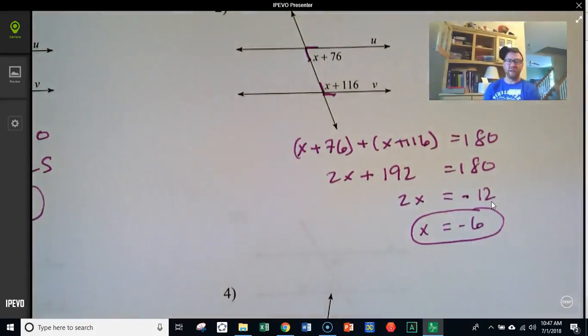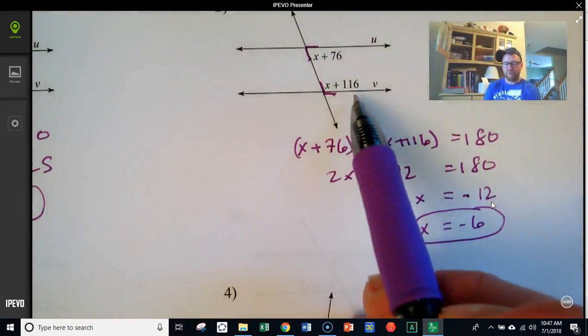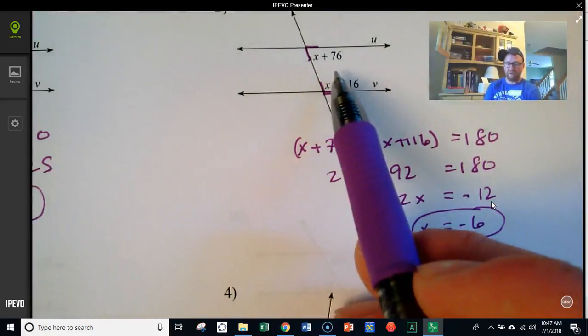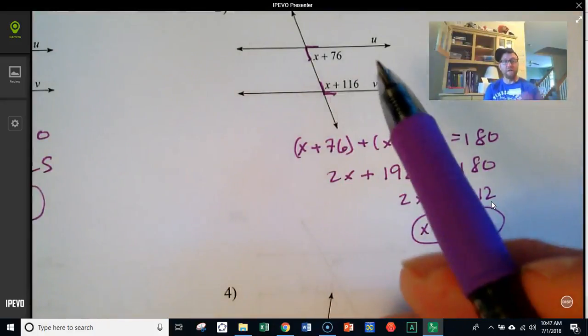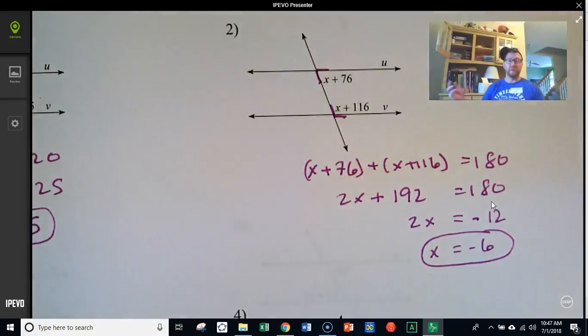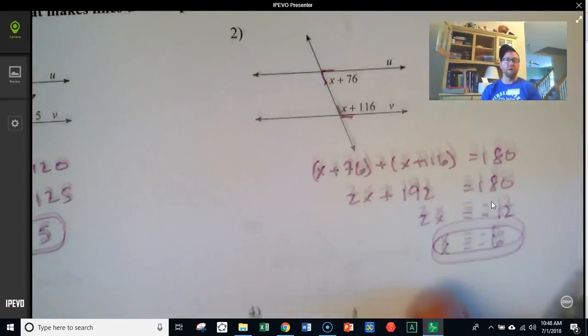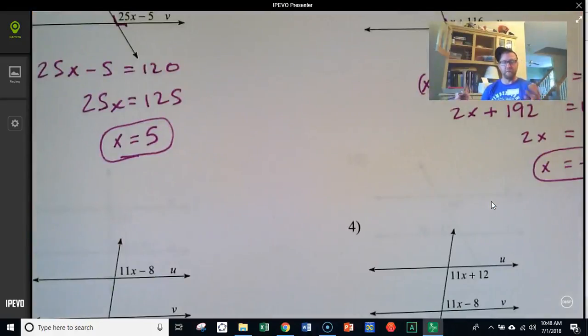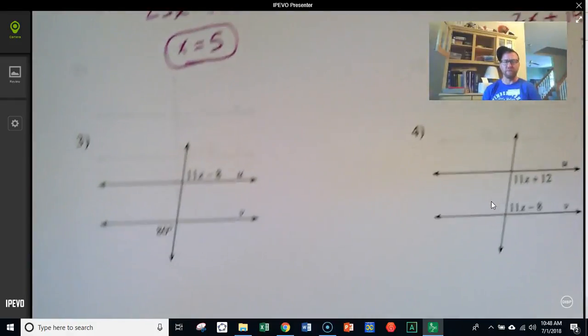Okay, so if x is negative 6, then x plus 116 would be 110, and x plus 76 would be 70. 110 and 70 make 180, so they'd be supplementary and the lines would be parallel. So keep in mind here, by the way, x turns out to be a negative number, and that's fine. The angles wouldn't make much sense if they were negative, but the x itself could, of course, be negative. We're going to look at something later on where we're going to be finding out what the angles are based on the equations. And if we come up with a negative angle, maybe we did something wrong.